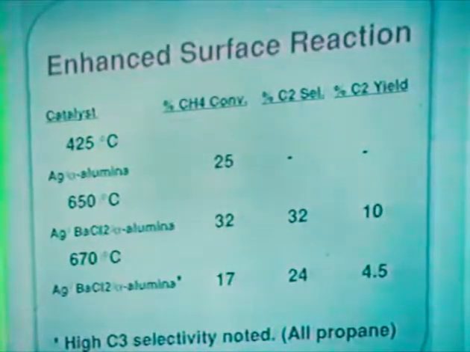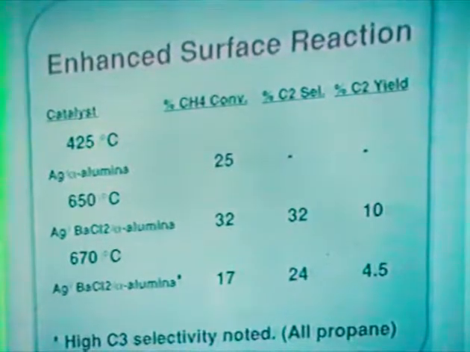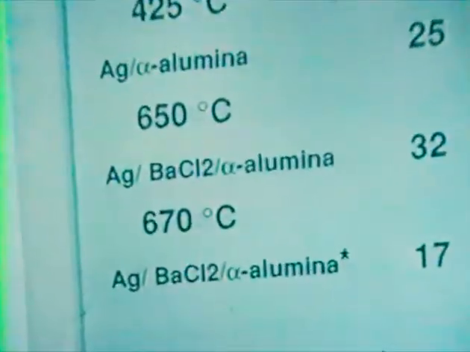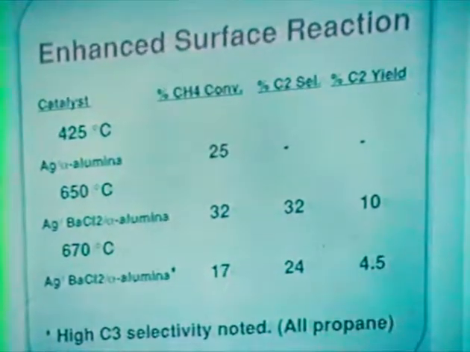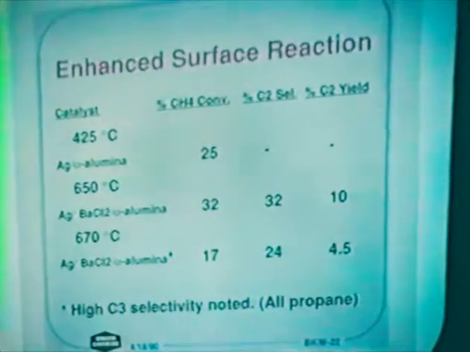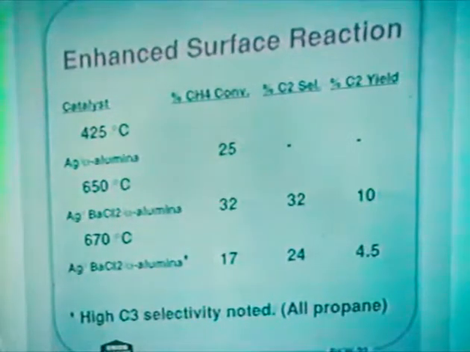At 425 degrees, silver on alpha alumina, prepared like an ethylene oxide catalyst, shows complete oxygen conversion and 25% methane conversion. If in fact you add barium chloride to this, you have a 10% C2 yield at 650 degrees, and we've never seen that kind of C2 yield with any of the literature catalysts in our laboratories. And incidentally, the lithium magnesium oxide catalyst, we've been able to repeat their results. At 700 to 720 degrees, we can get 20% C2 yields, but it does deactivate under these co-oxidation conditions, 12% in 50 hours. At 670 degrees, we didn't see quite as high.